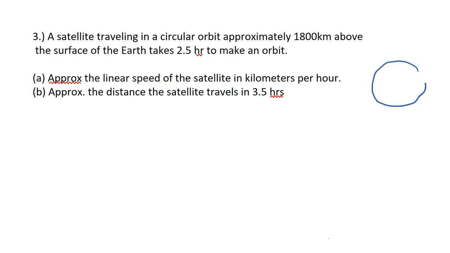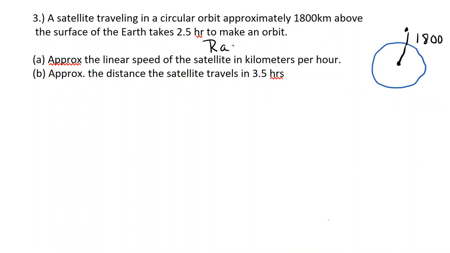here's our Earth, and up here is the satellite. And so if we know that the satellite is 1,800 kilometers, that doesn't really give us the full radius. So what we need to know, which isn't given to you or isn't written down, is the radius of the Earth. And the radius of the Earth is 6,400 kilometers, or approximately that.